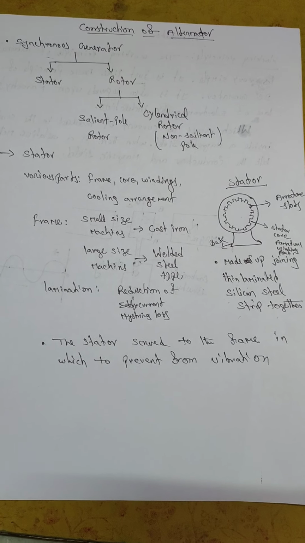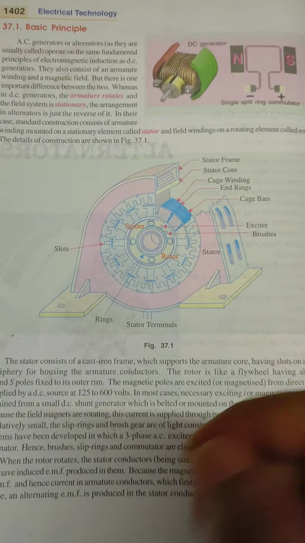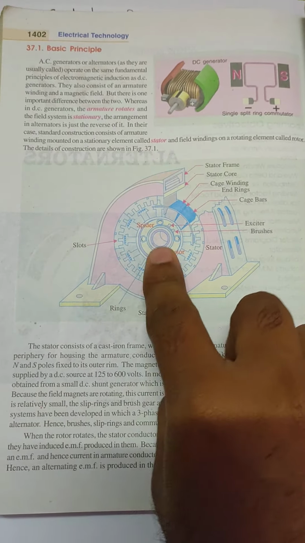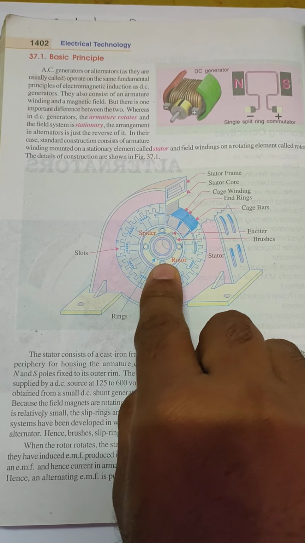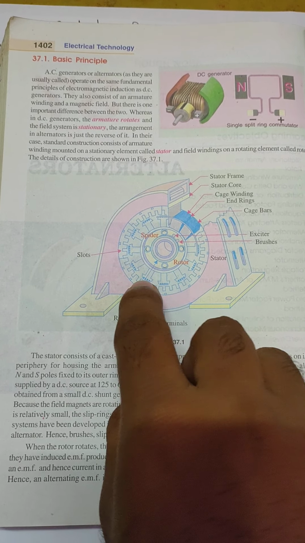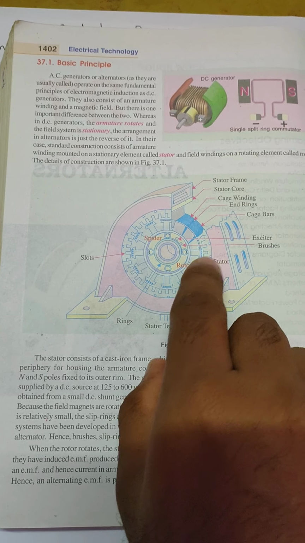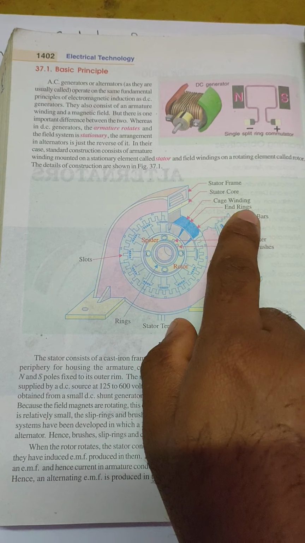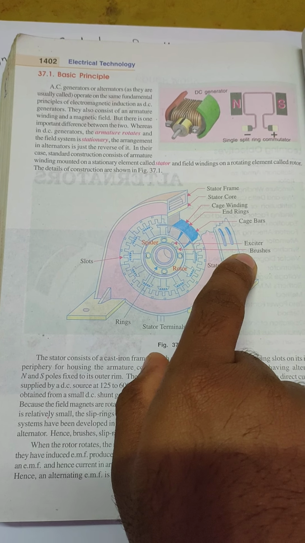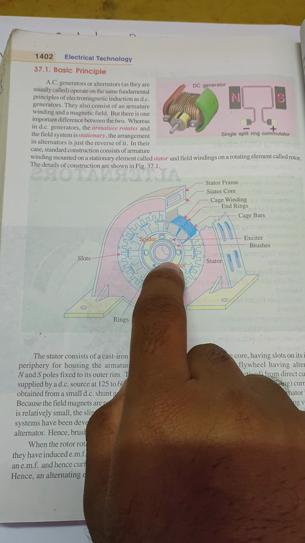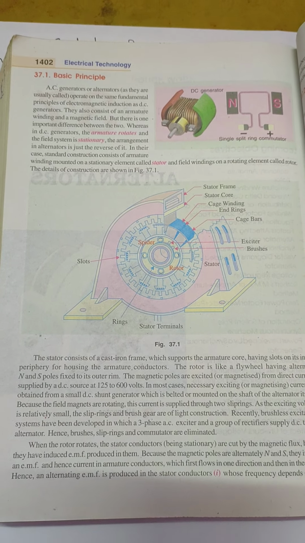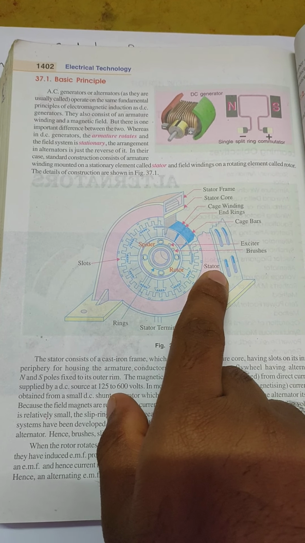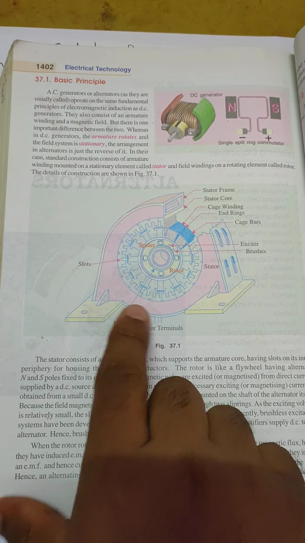Okay, let's see the original diagram of the alternator. Now this is an alternator diagram. We have stator and rotor. Internally we have so many poles, armature winding, slots, rings and brushes. Now this is the main diagram of the alternator, and we'll go for the first one, the stator, and the next one, the rotor.